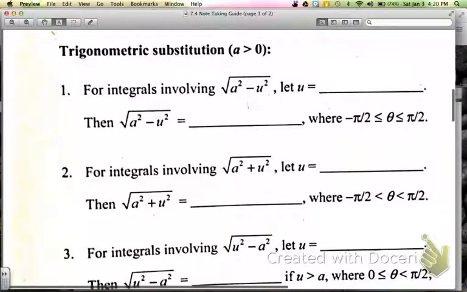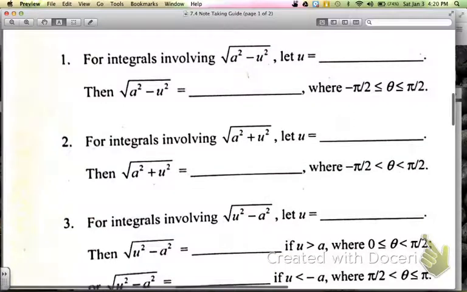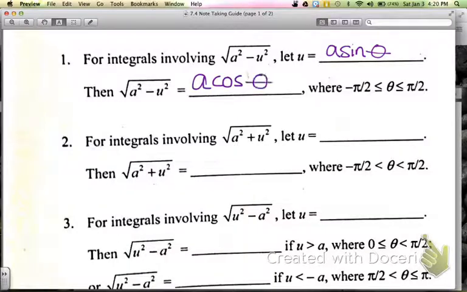What we're going to say is for the integrals involving this form, where you have a squared minus u squared, we're going to let u equal a times sine of theta. And when that happens, then we're going to have the square root of a squared minus u squared equaling a times cosine of theta. And this is going to be limited to the interval from negative pi over 2 to pi over 2.